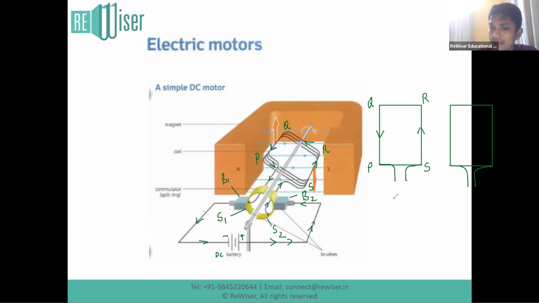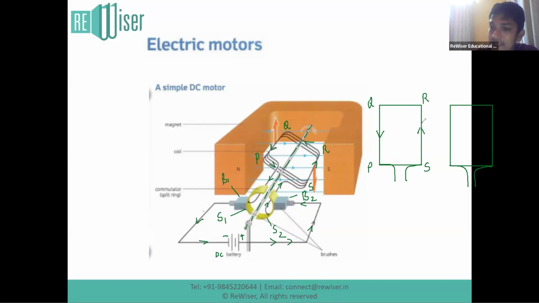So what happens here is, as current flows, please notice, current is flowing through four parts of the wire, parts PQ, QR, RS, and SP. Whereas the axis of rotation is like this. I hope you notice the axis of rotation. This is the axle, which here acts as the axis of rotation. So that means the coil can just rotate like this or like this around this axis. Now, the four parts of the wire will experience forces.